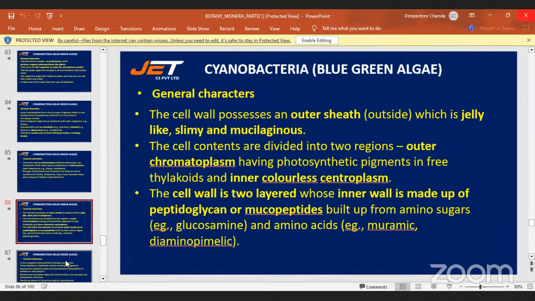So the cell wall possesses an outer sheath, which is a jelly-like slimy structure, and the cell contents are divided into two regions: the outer chromatoplasm having photosynthetic pigments and the inner colorless centroplasm. The cell wall is two-layered. The inner layer is the peptidoglycan or mucopeptide, which is made up of amino sugar and amino acids. Amino sugar is glucosamine. Amino acids are muramic acid and diaminopimelic acid. In your question, just see whether they are asking you about the amino sugar or amino acid. Okay?